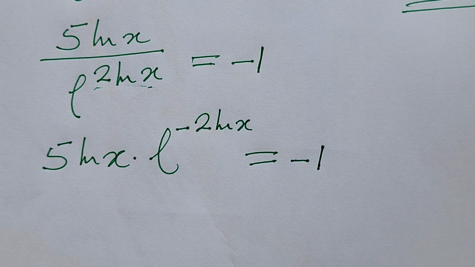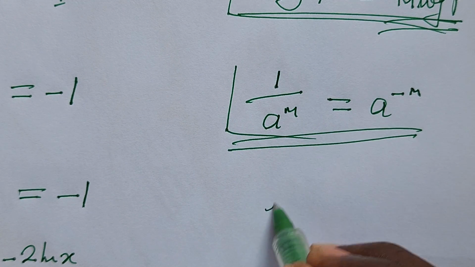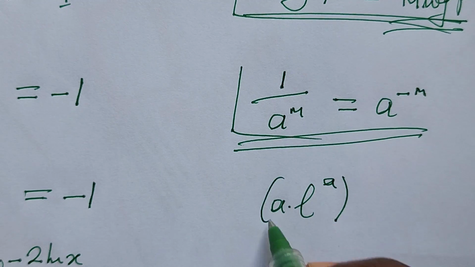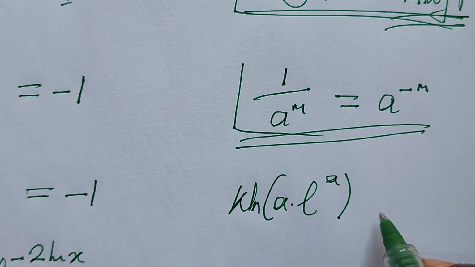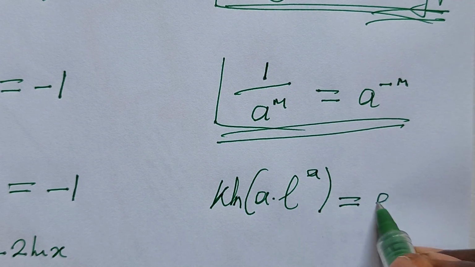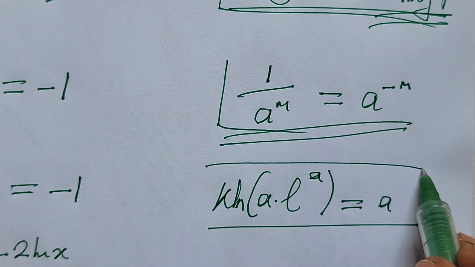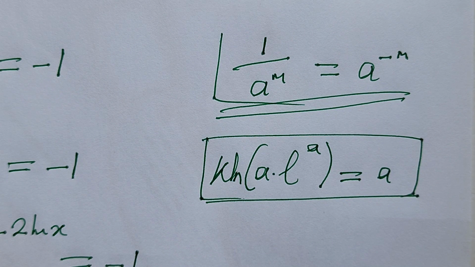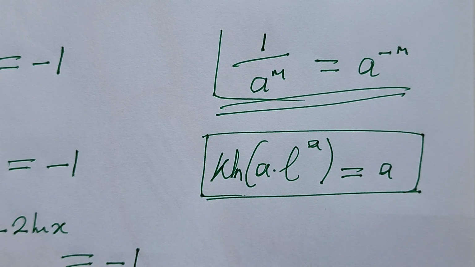Wow, we're heading somewhere. Now, with what we have here, what comes to mind is what we call the product log, or the Lambert W function. What does it say? It says that if you have a times e to the power of a, and we take the Lambert W function, this will give us a. Remember this? This is called the product log or the Lambert W function. But on what condition will this work out?